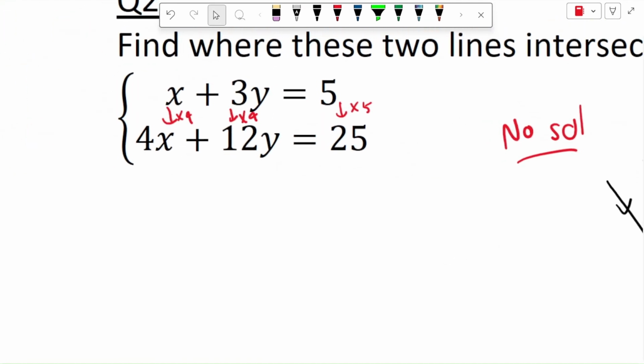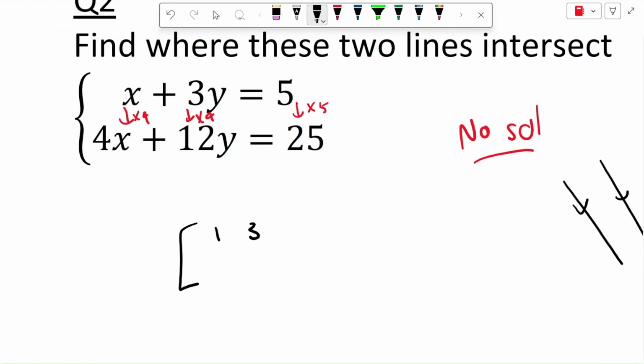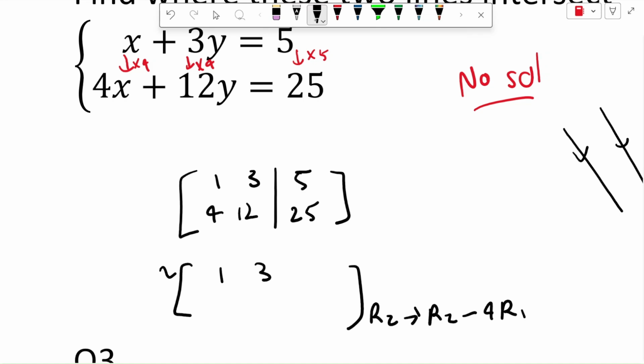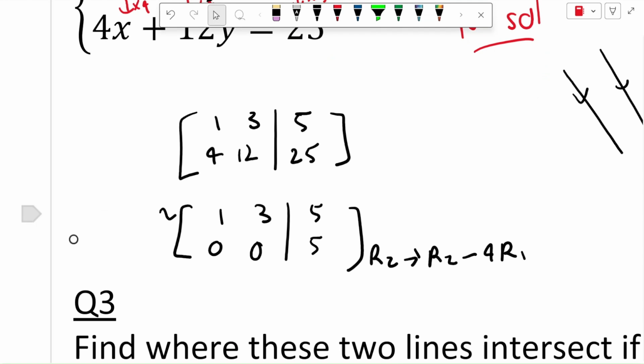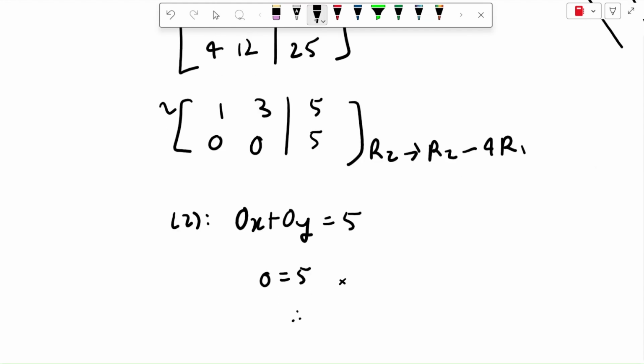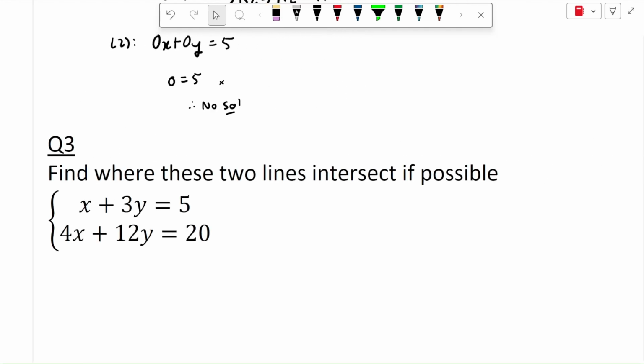Let's see what happens. So if we put it into our augmented matrix, I got 1, 3, 5, and I got 4, 12, 25. So you're going to do row 2 goes to row 2, take 4 row 1. So 0, 0, and then 5. So yeah, you get this equation 0x plus 0y equals 5 from the bottom. And so 0 equals 5, which is a contradiction, therefore no solution. Similar to what we saw in 3 planes. All right, find where these 2 lines intersect.